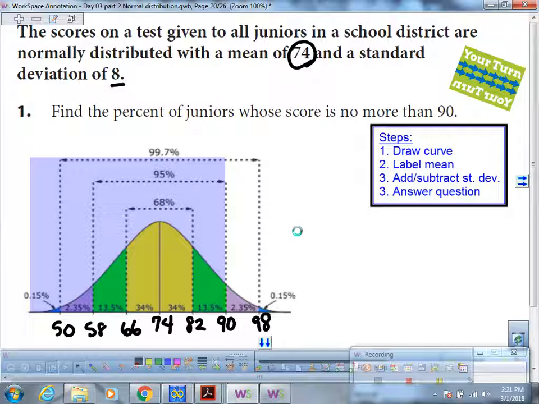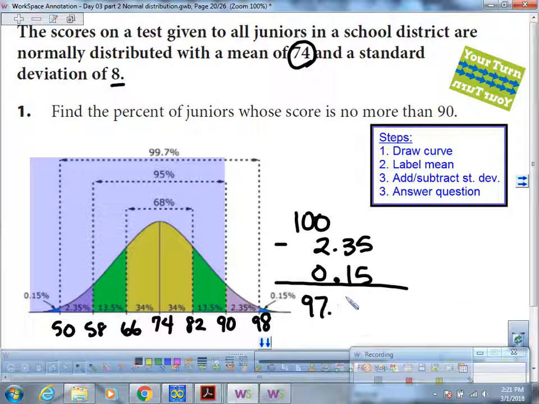Or 100 minus this section, which is 2.35, and this section, which is 0.15. So what do I get? 97.5%. Did you guys get that? Thumbs up, thumbs down. How are we doing?